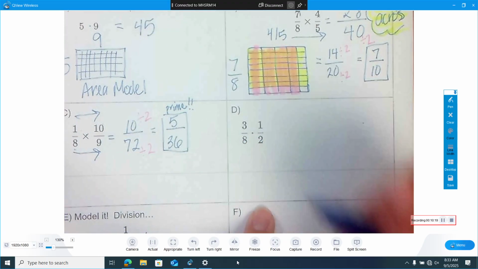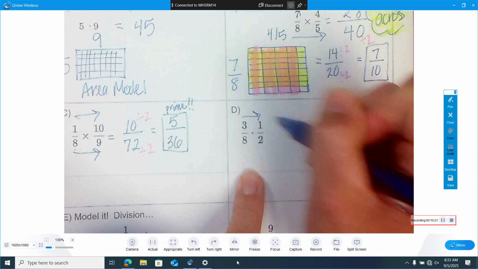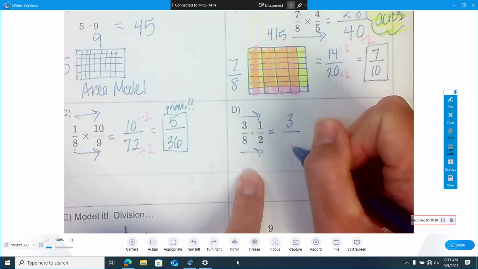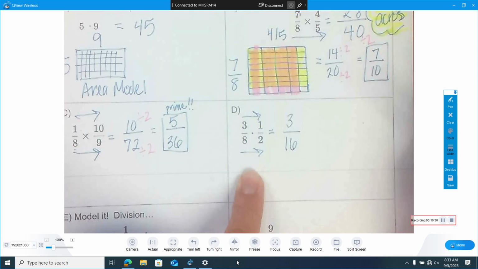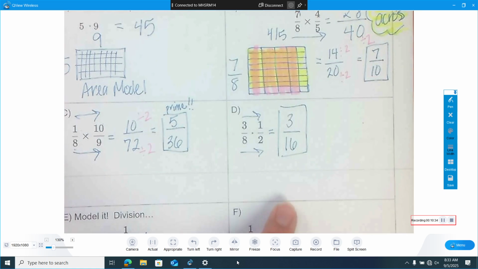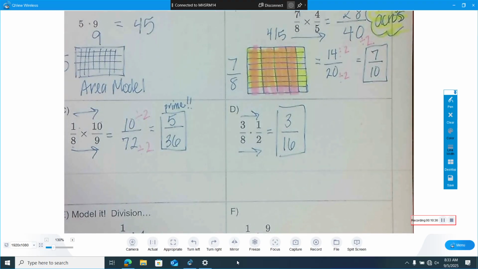Also means multiply. How do we multiply fractions? Straight across. 3 times 1 is 3. 8 times 2 is 16. Does it reduce? No. Questions so far? Easy or hard? Easy. Good.